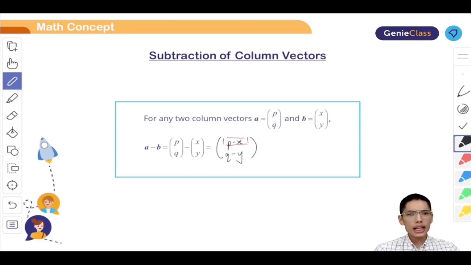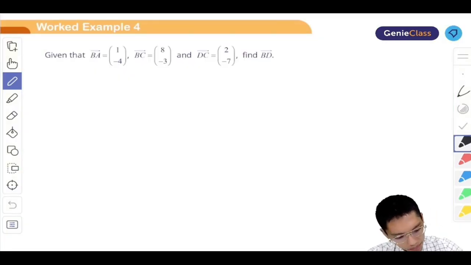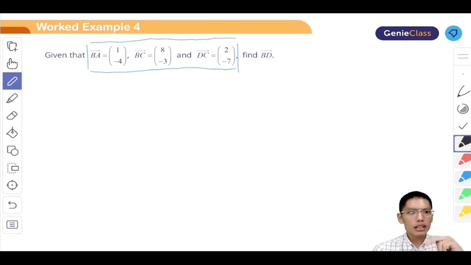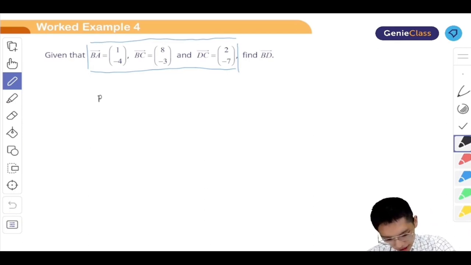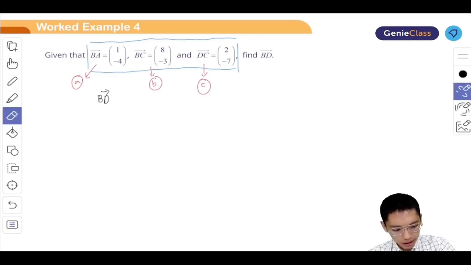Perfect. Now, following up even more with a worked example. Suppose I want to find BD. Now, this is maybe a little hard question to see, but let's take a look. I have these 3 vectors given. But I realize I only need to find BD. So let's take a close look. Which 2 vectors do you think will give me BD over here? It might be a bit hard to type, so let's say this is vector A, this is vector B, this is vector C. Which 2 vectors is going to give me BD over here?